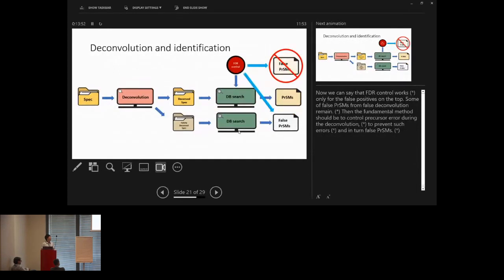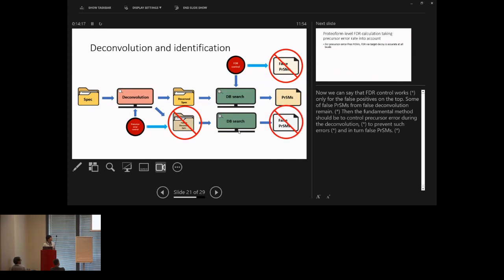So now we have checked that this FDR control does not work to control the second kind of false PRSMs, right? And then what should we do? So I would like to suggest that there should be error control in the deconvolution to control precursor mass errors, right? And then this error control should be eliminating the falsely deconvolved spectra, and in turn eliminate false PRSMs by that.